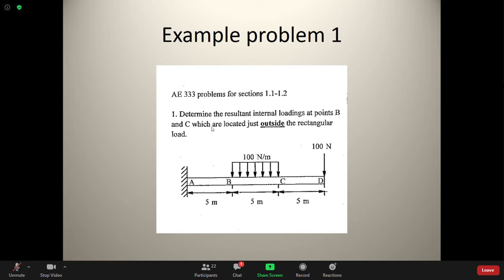Now, the problem is asking you to determine the resultant internal loadings at points B and C. And then it clarifies that points B and C are located just outside the rectangular load. So they're not right at this point, just a little outside. B would be right there, C would be outside of this, so somewhere there. And we will assume this to be at 5 meters distance also. So if we want to find internal loads at these two points, the very first thing we need to do is to find the support reactions.